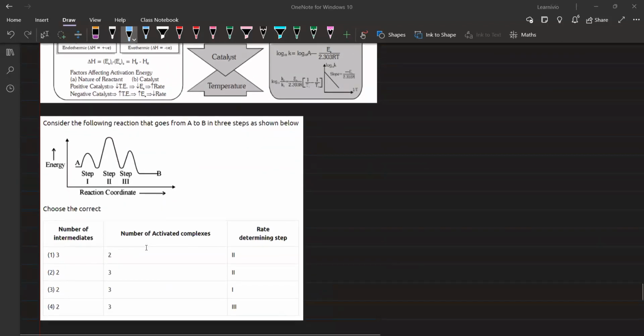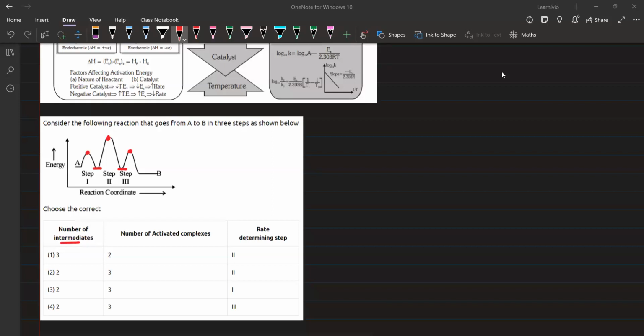So look here. Consider the following reaction that goes from A to B in 3 steps as shown below. I think this question was also there in the 2024 examination this year. Now they are asking the number of intermediates and number of activated complex. What is the difference between intermediates and activated complex? Intermediates are these things, like if the reaction is not complete, this is an intermediate and this is an intermediate. Activated complexes are these, the transition states.